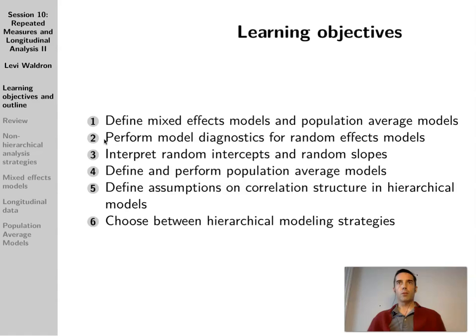You'll learn some model diagnostic plots for random effects models. You'll learn to interpret random intercepts and random slopes, to define and perform population average models, and define your choices of assumptions on correlation structure and hierarchical models. And finally, to have some options for choosing between hierarchical modeling strategies.